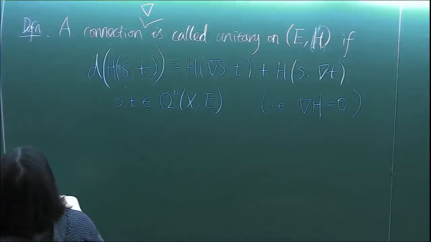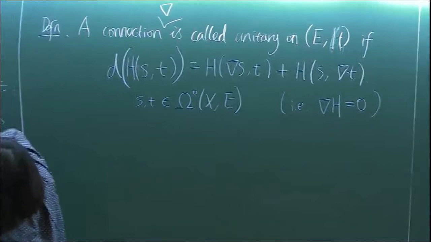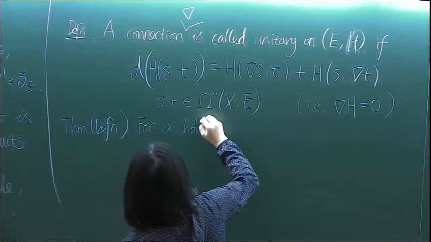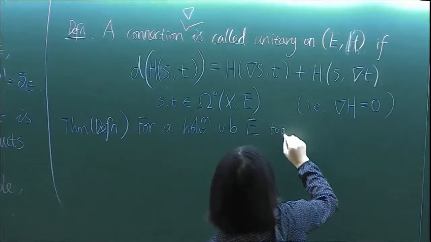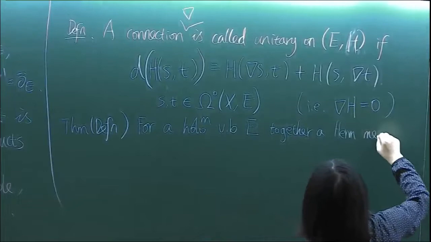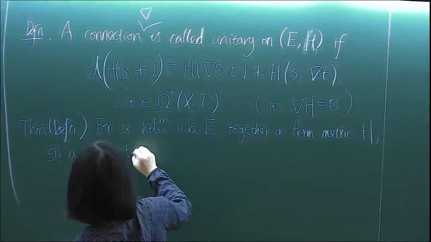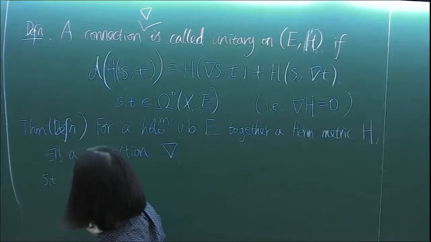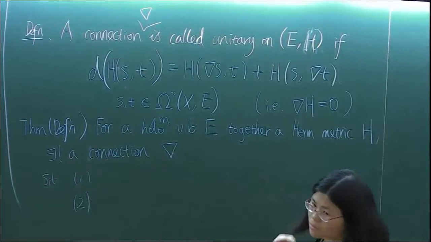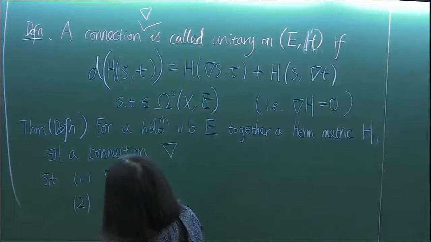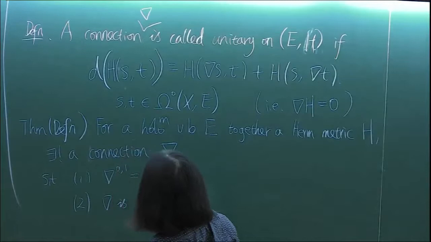So finally, we can make this better. This is the theorem, but also a definition. So a holomorphic vector bundle E together with a Hermitian structure H, there exists a unique connection Laplace satisfying two conditions with respect to the holomorphic structure and this Hermitian structure. The first one is that the zero-one part is the holomorphic structure, and it's unitary. So this connection is called the Chern connection.